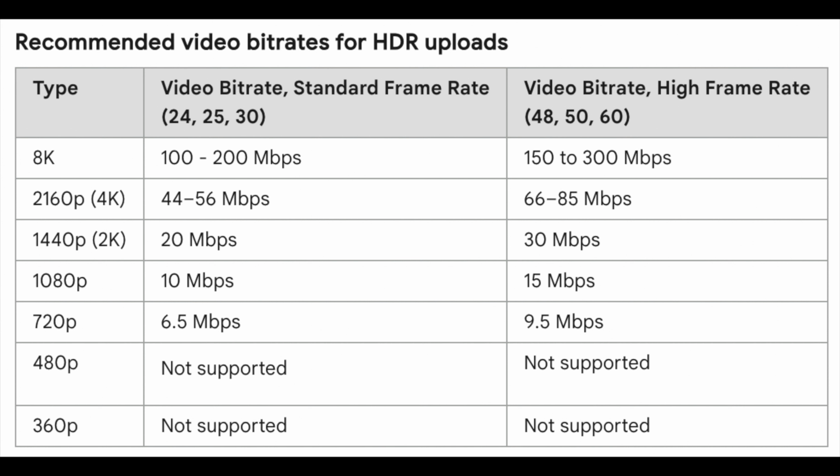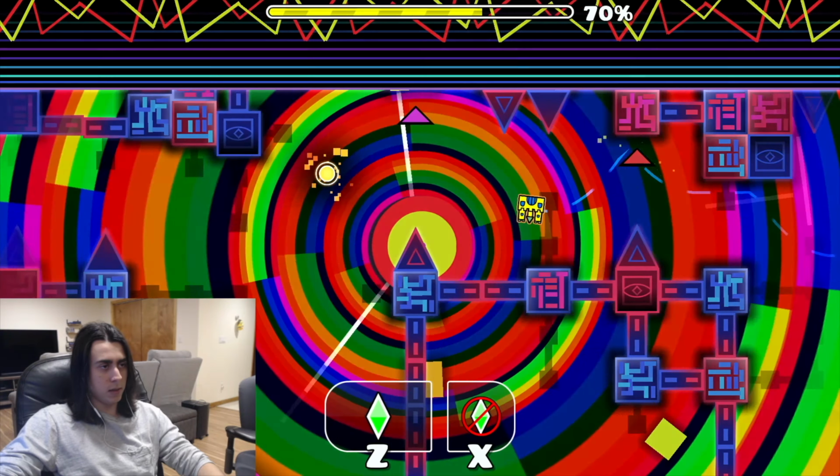Using this chart, we can find the limits YouTube puts on us based on resolution and frame rate. As previously mentioned, my video was 1080p 60 frames per second, meaning my bitrate was capped at 15 megabits per second. If we look back at my video, we can see a lot is happening. There's lots of flashing colors and movement. It's too many bits for YouTube to process.